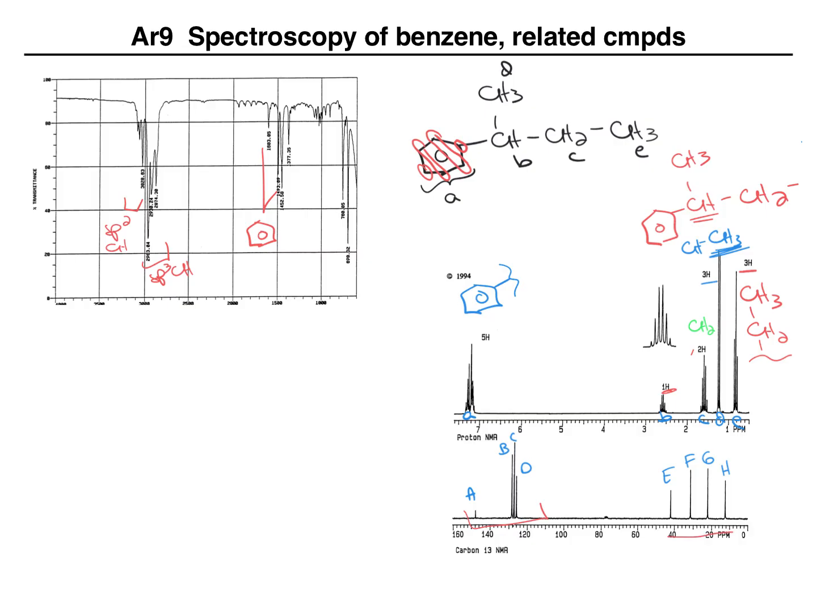And then E, F, G, H, these are all sp3 hybridized carbons. So this is E, this is probably F, G, and H. So we can use the different information from IR, from proton NMR, and from C13 NMR to determine our structure.